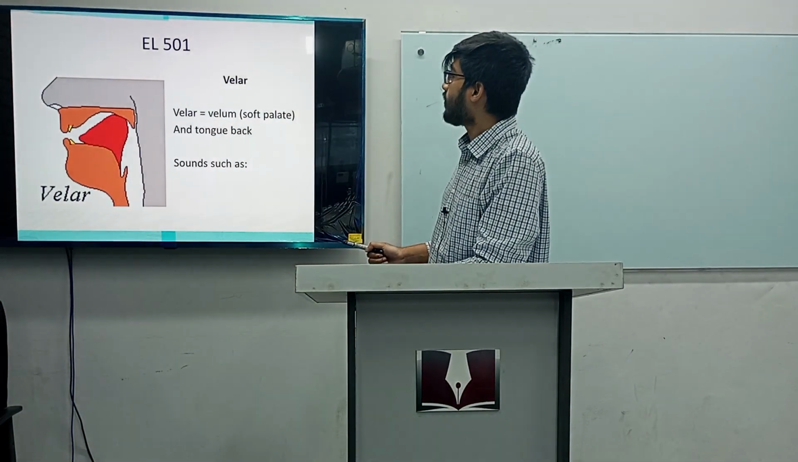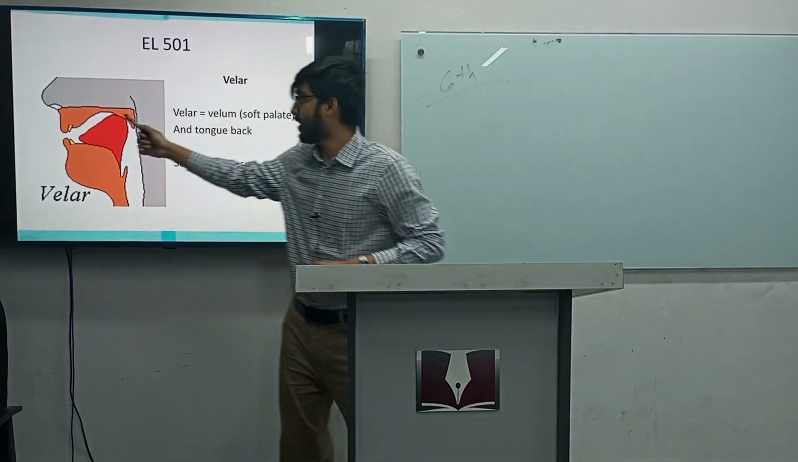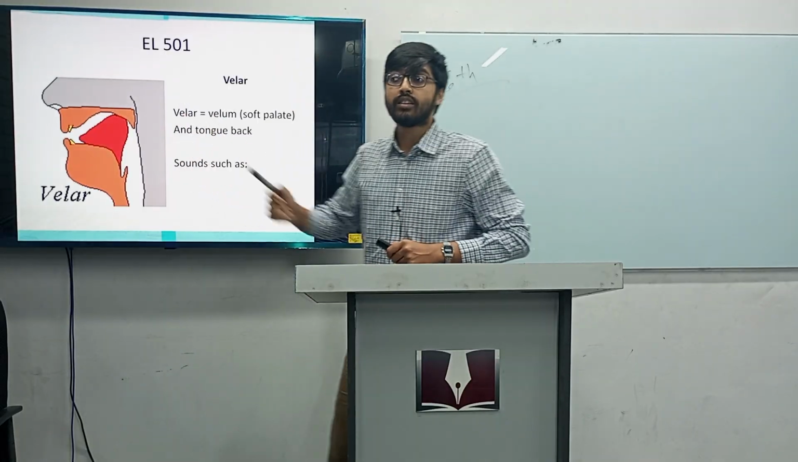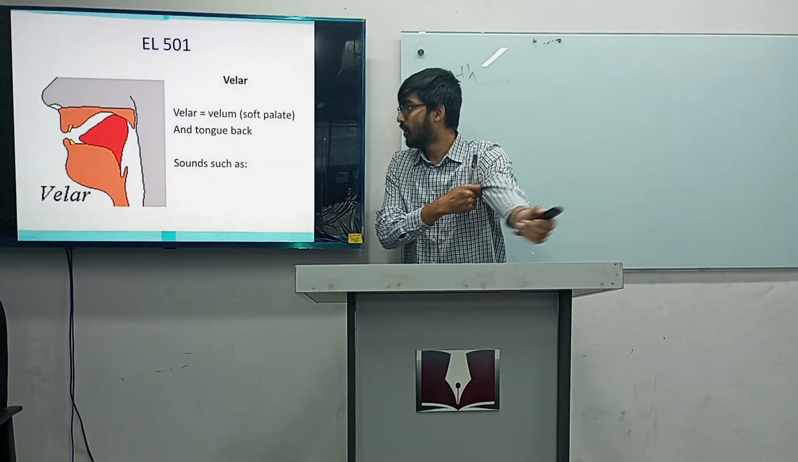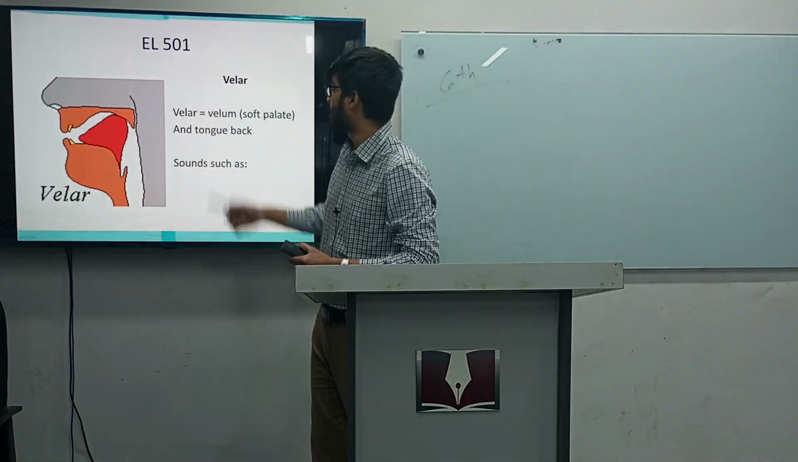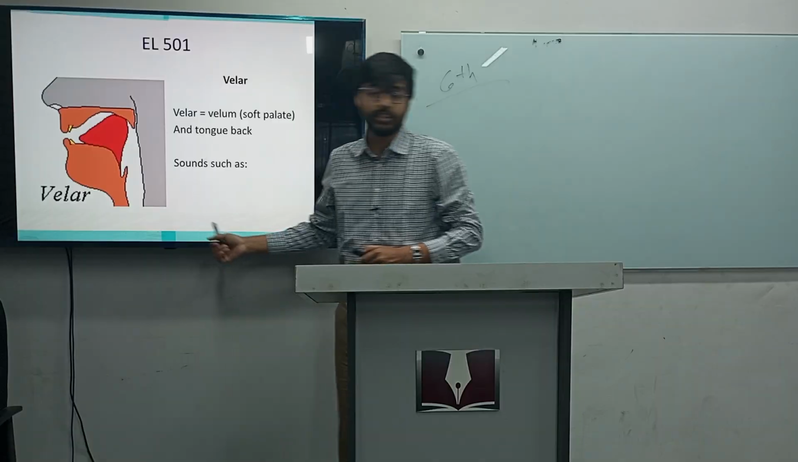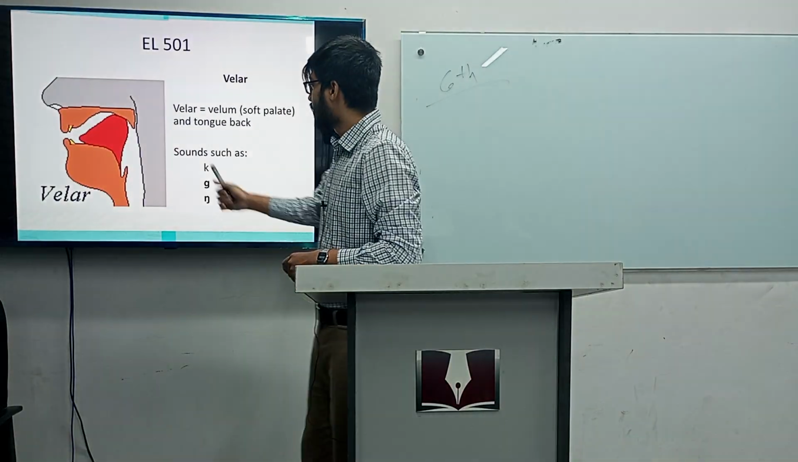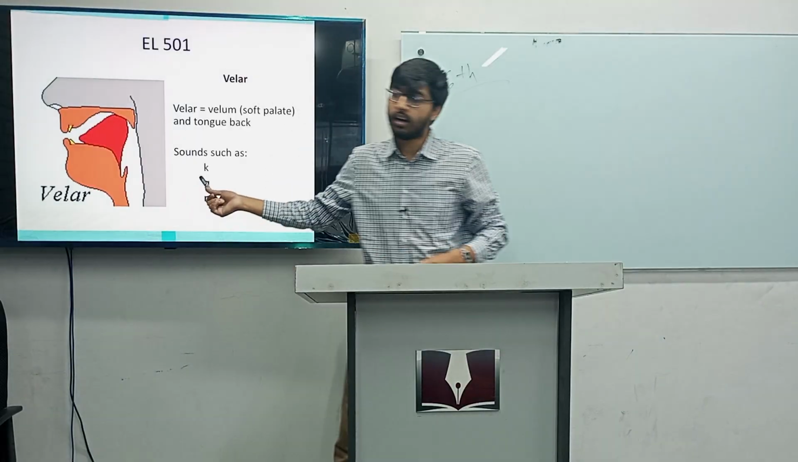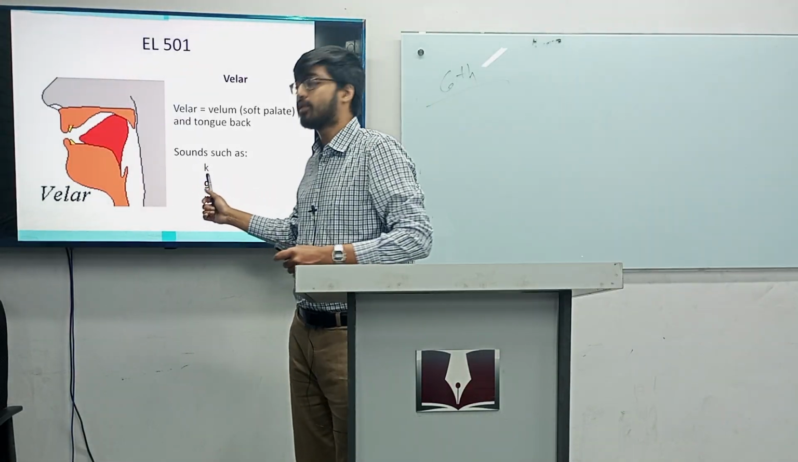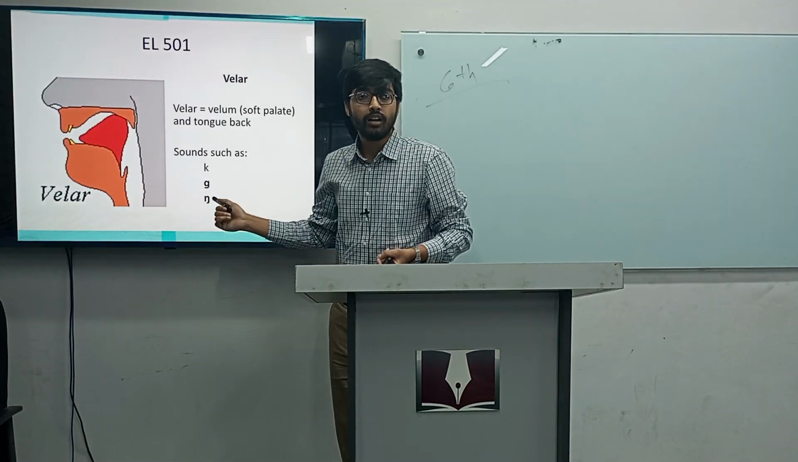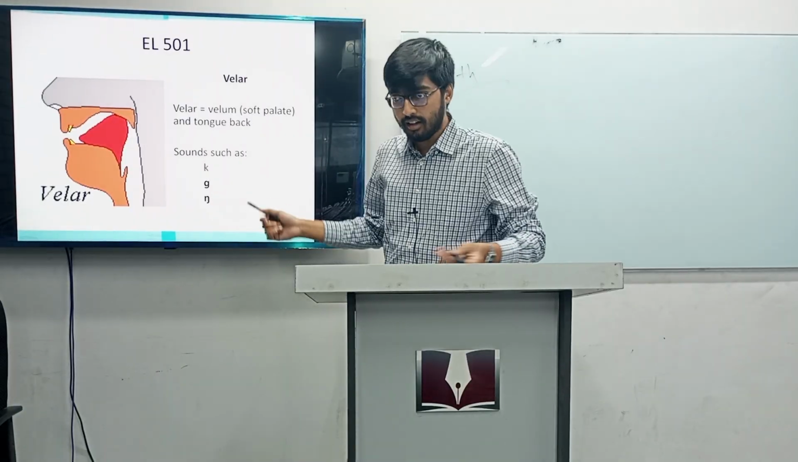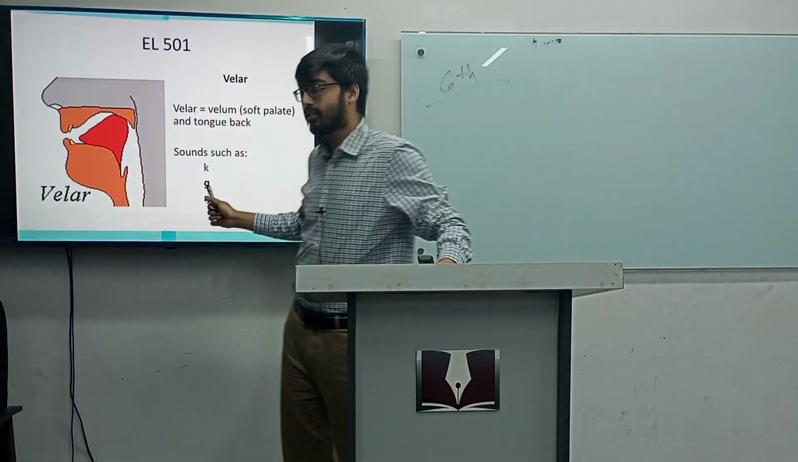Okay, velar sounds. Here the tongue back is touching the velum, the soft palate. How many sounds are there? Three. So this one is ka. This one is voiceless definitely. This one is ga, and ga is voiced.